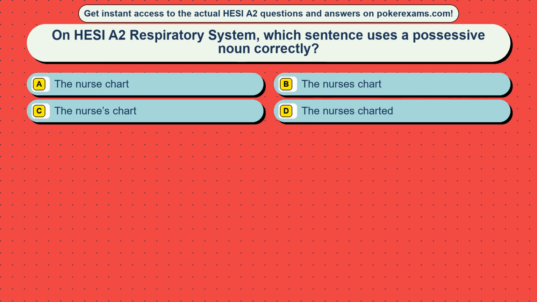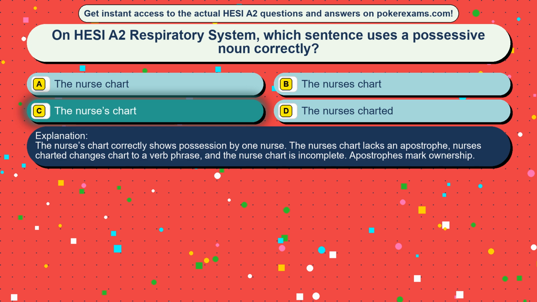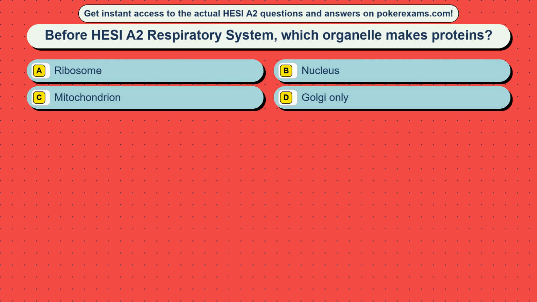Question 44. On HESI A2 respiratory system, which sentence uses a possessive noun correctly? Option A, the nurse chart. Option B, the nurse's chart. Option C, the nurse's chart. Option D, the nurse's charted. The correct answer is option C, the nurse's chart. The nurse's chart correctly shows possession by one nurse. The nurse chart lacks an apostrophe. Nurse's charted changes chart to a verb phrase, and the nurse chart is incomplete. Apostrophes mark ownership.